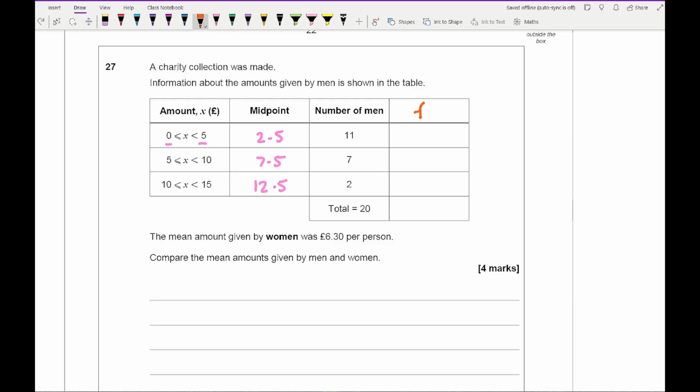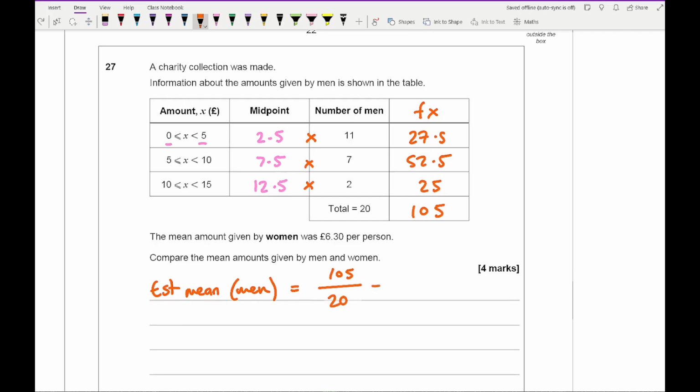Then I need to work out my fx value, so I multiply the midpoint by the frequency, in which I should end up with answers of 27.5, 52.5 and 25. Then all I need to do is work out the total, which is 105. Now the estimated mean for the men is going to be the total fx, which is 105, divided by the total frequency, and working that out on my calculator I get an answer of £5.25.